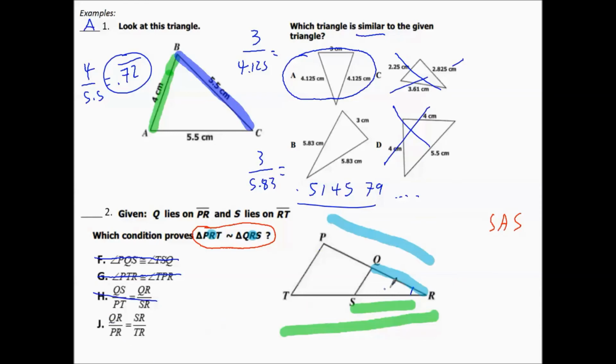Let's look at J. QR compared to PR. Ooh, both blues are color-coded. SR to TR. Very good. This one ends up working. Letter J will show that these two triangles are similar using side, angle, side.